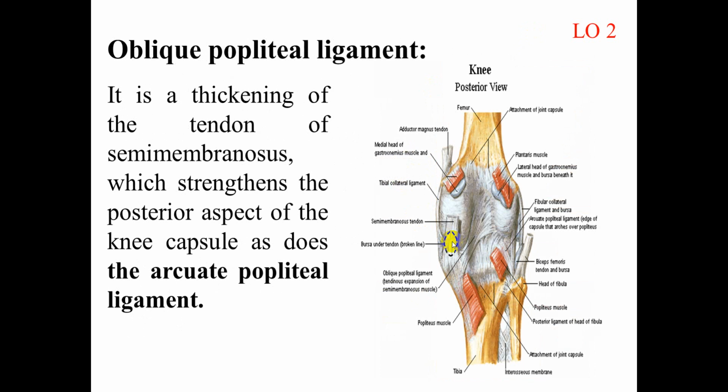The other two extracapsular ligaments, the oblique popliteal ligament and the arcuate ligament, support the knee posteriorly. The oblique popliteal ligament is actually a thickening of the tendon of the semimembranosus, which supports the knee posteriorly, and the arcuate ligament also supports the knee posteriorly.